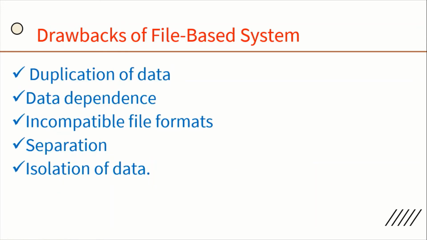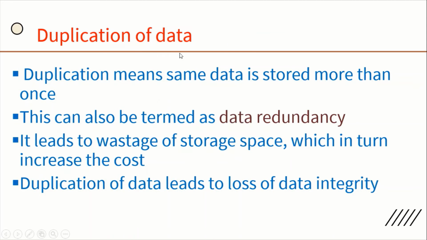Now, what are the problems with the file-based system? Here, these are all the problems. One is duplication of data. In two places, almost the same information is saved. Then data dependency, then incompatible file formats, then separation and isolation of data. Let us see all these things one by one quickly. First one, duplication of data. How is data duplicated? We just saw the example, right? Duplication means the same data is stored more than once.